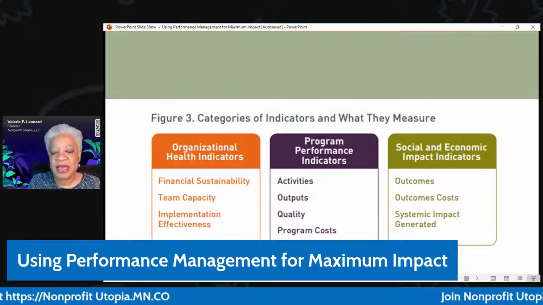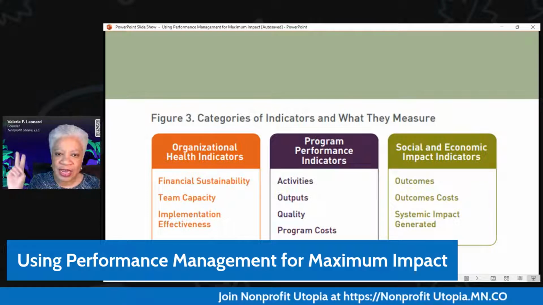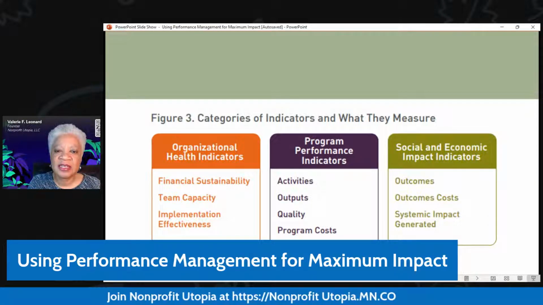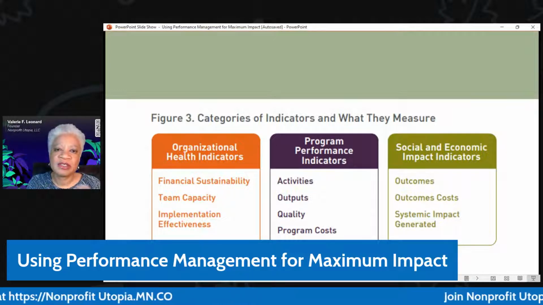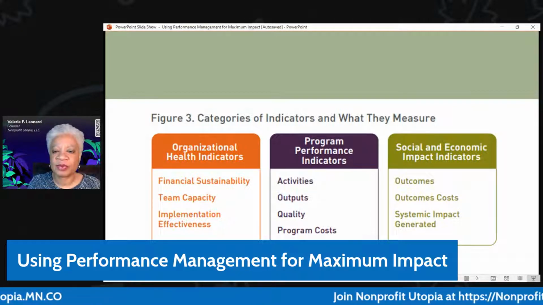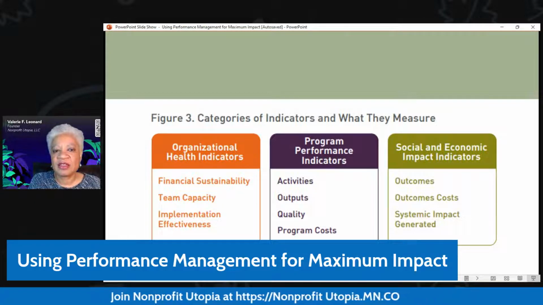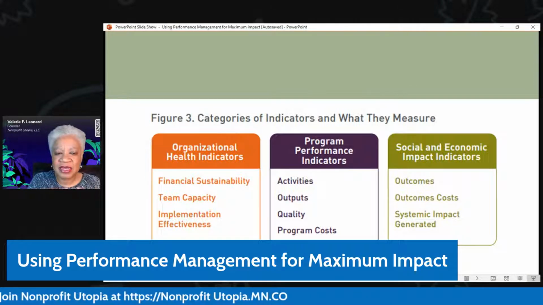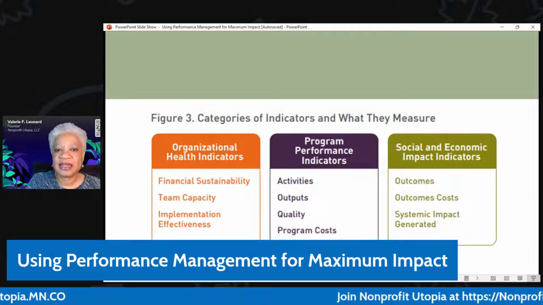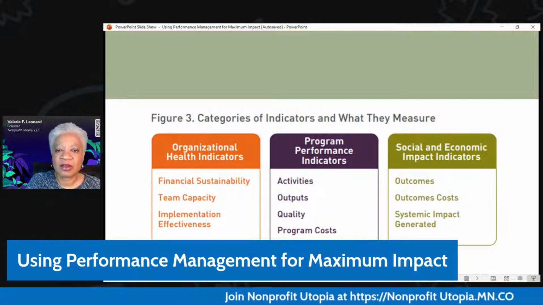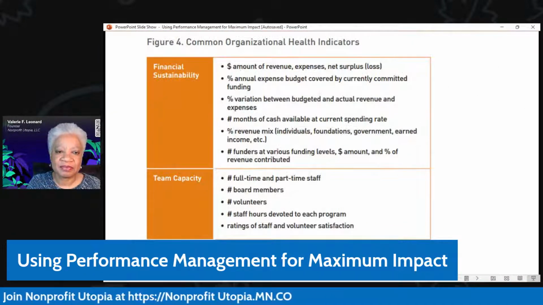So if there's some way that we can get a per unit cost of change, we can begin to see whether or not the investment in order to achieve the desired outcome was actually worth it, right? And then we also want to look at the systemic impact that was generated. So when we talk about systemic impact, we're looking at changes in laws and policies that were generated as a direct result of the work that we do, as the direct result of the community organizing.